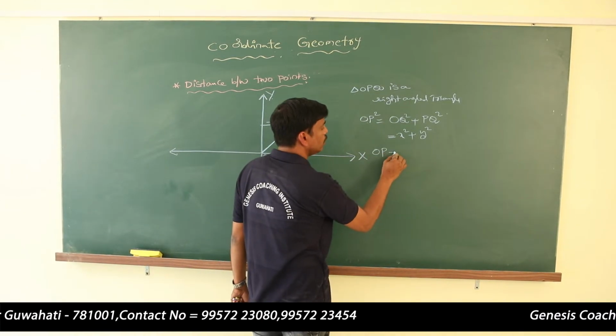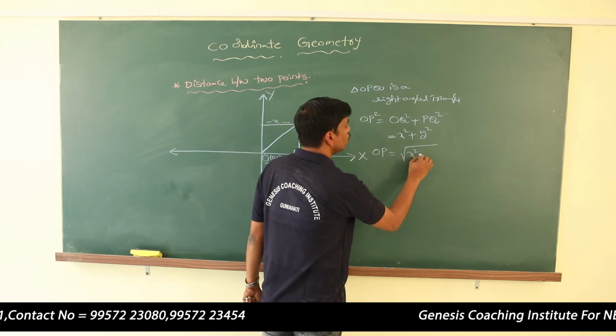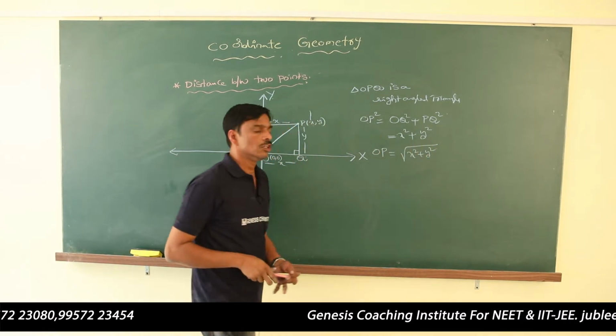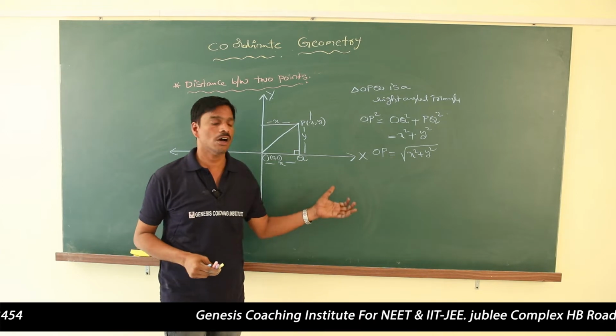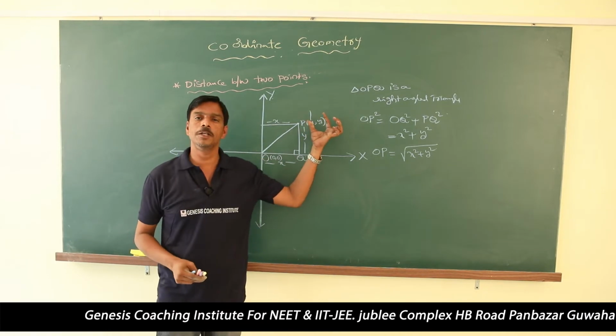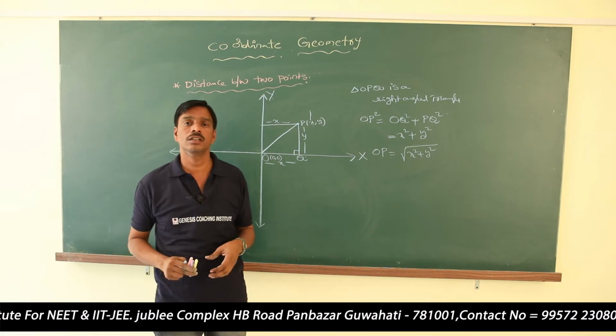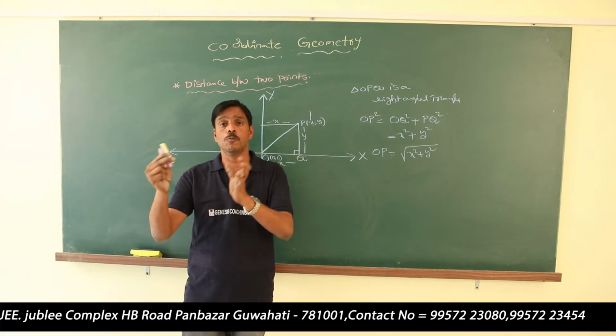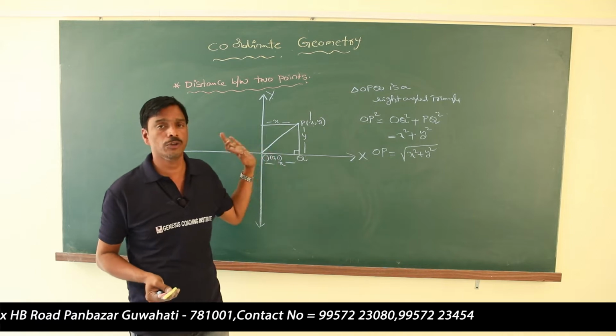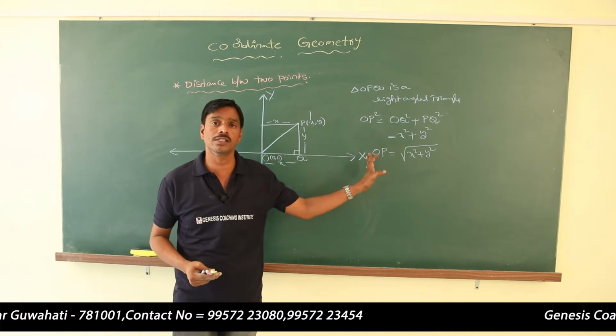Then what is OP here? OP equals the square root of x square plus y square. So this is the distance from the origin to any point P on the plane. Okay, right. Now I want the distance between any 2 points on the plane. How can we find the distance between any 2 points on the plane?